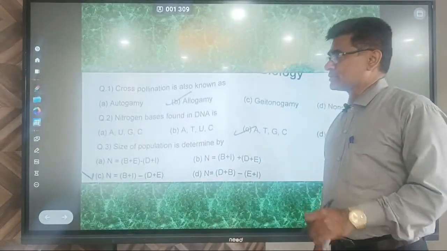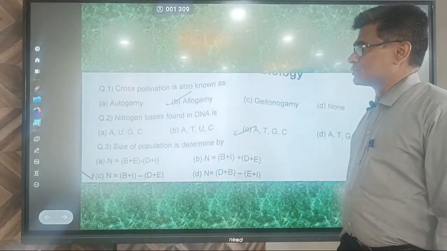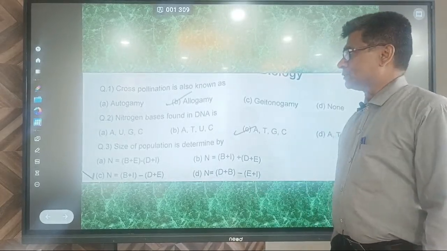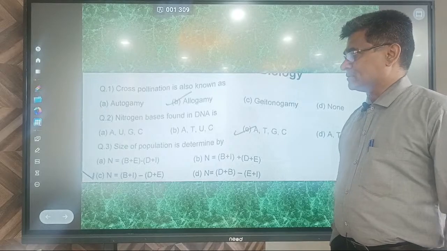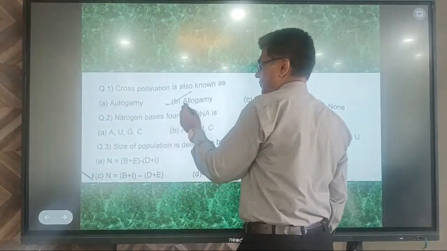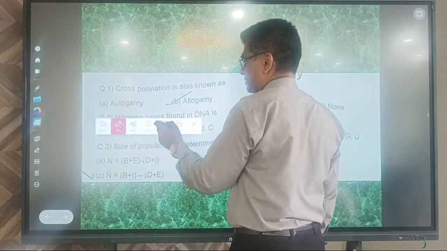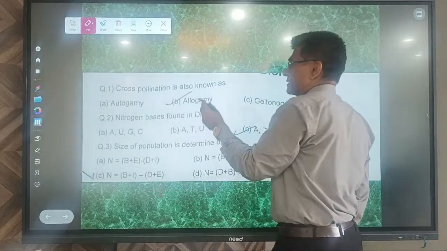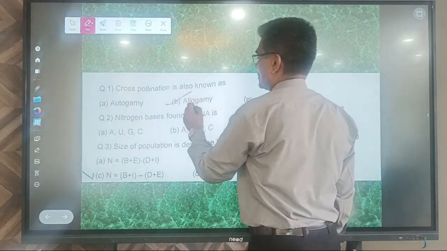So the first question was: cross pollination is also known as. Now you can see the tick marks already. So allogamy is the right answer. Option B, the second option, is correct. First of all, we need to know what cross pollination is, what pollination is, and what allogamy is.